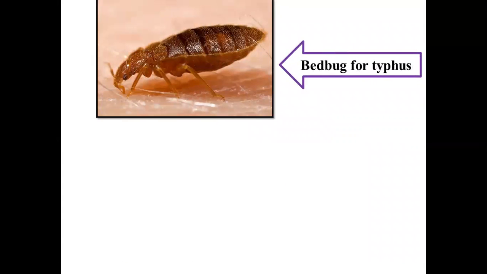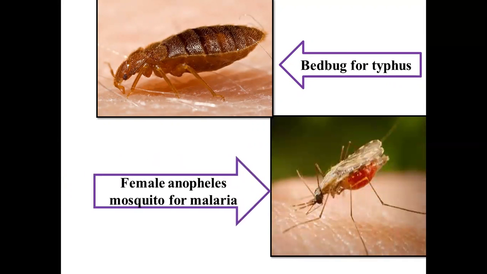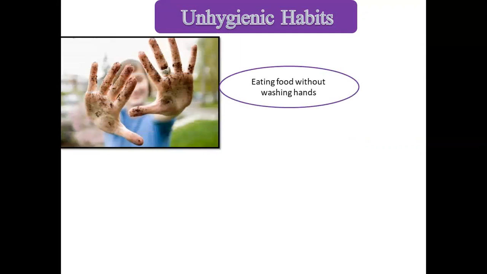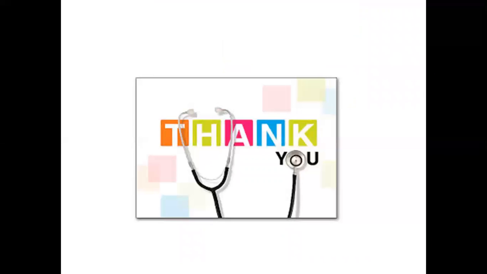Next is the bed bug for typhus. Typhus is a type of fever, we can say. Female Anopheles mosquito for malaria. So these are some vectors, we can say, which pass on the diseases. Like unhygienic habits, some unhygienic habits are also responsible for illness. Like eating food without washing hands also causes some kinds of diseases. Again, eating fruits and vegetables without washing them may cause diseases.